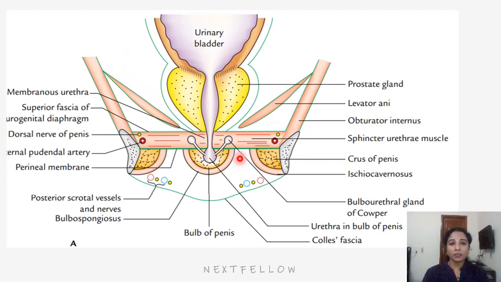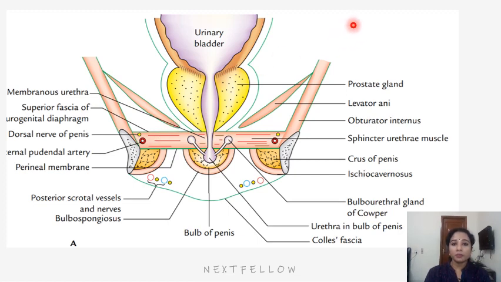So here is the coronal section demonstrating the contents of both the superficial and deep perineal pouches. As of now, superficial is going on. We will see the superficial perineal pouch contents. This is a male coronal section. What you are seeing is the root of penis, where the bulb of penis is covered by bulbospongiosus, and laterally ischiocavernosus covers the crus of penis.